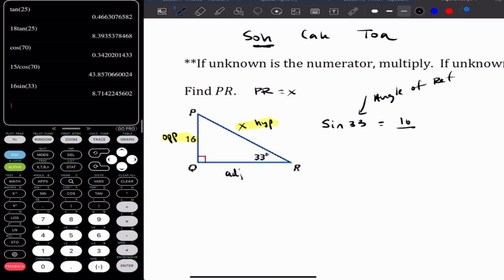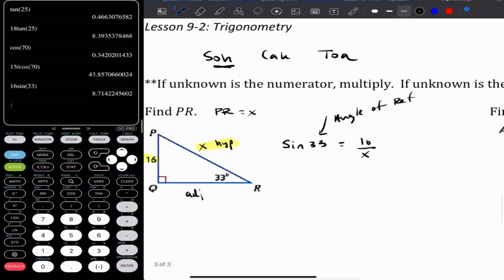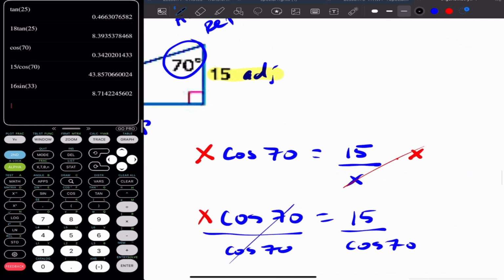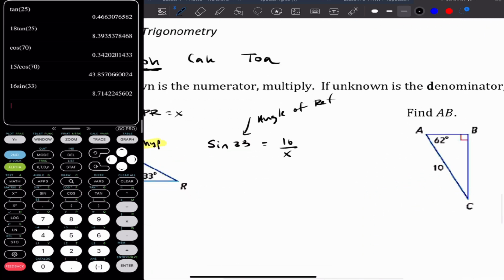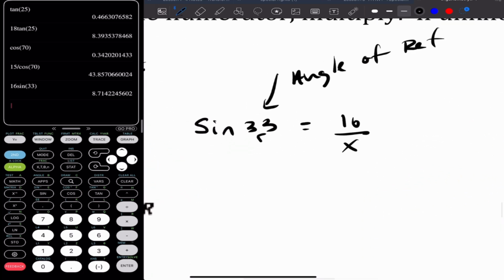So it's 16 over x. And then I'm going to show you a faster way, because this is very similar to what we did over here, where we had to multiply both sides by x and then divide by the trig function. In fact, the shortcut is to swap the positioning of the x and the trig function. So sine of 33 will be in the denominator, and this x will be on the left-hand side of the equation. So x is equal to 16 over sine of 33.